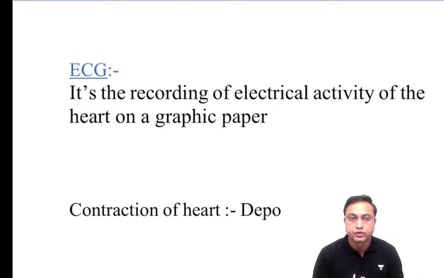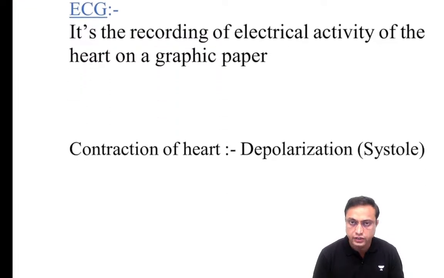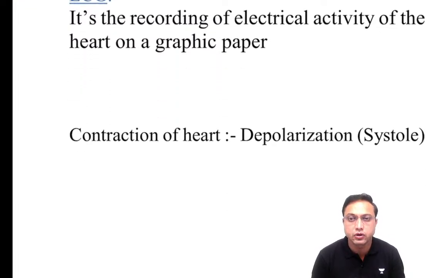Now, the first very important part to understand is the contraction of the heart. This contraction is also known as the depolarization of the heart. And what happens in this depolarization? Basically, my dear friend, the systole occurs, right? And due to this systole, the blood gets ejected to the aorta and to the pulmonary veins. We know this very well.